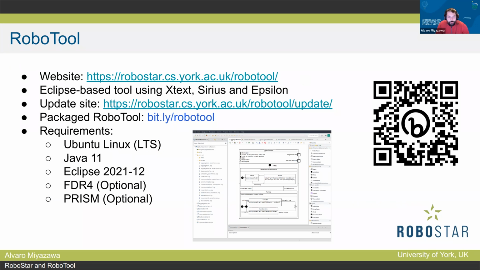And then finally, RoboTool, which is an Eclipse-based tool that was developed to support the work that we've been doing. It's developed using Xtext and Sirius, which are frameworks for describing textual and graphical notations, and also a tool called Epsilon that was developed in York, and it's a framework for model-to-model transformations and other kinds of transformations. If you want more information about RoboTool, you can find it on the website.